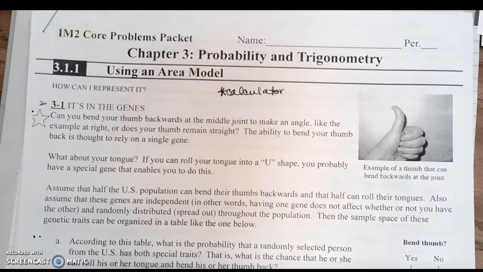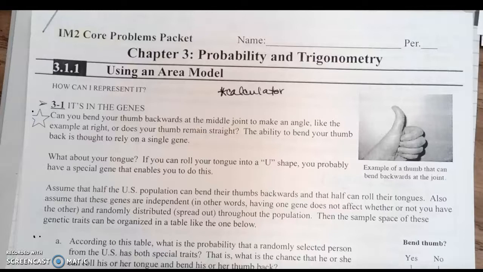So for question 1, it says, it's in the genes. Can you bend your thumb backwards at the middle joint to make an angle? So you're going to hold up your thumb, see if you can bend it back, like the example at right. Or does your thumb remain straight? The ability to bend your thumb back is thought to rely on a single gene. What about your tongue? If you can roll your tongue into a U shape, you probably have a special gene that enables you to do this.